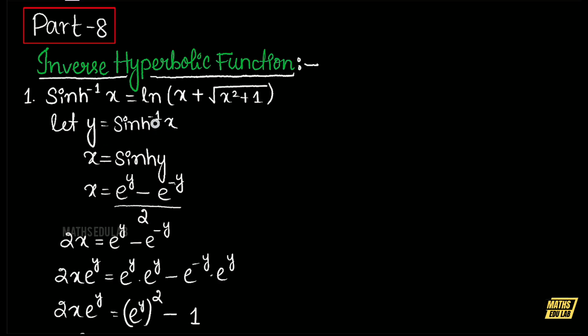So when we change this, we can write y is equal to sinh inverse x. Then the sinh gets multiplied to the other side, and we get x is equal to sinh y. We know the formula of sinh x, which is e to the power of x minus e to the power of minus x upon 2. Here the variable is y. So I have written e to the power of y minus e to the power of minus y upon 2.